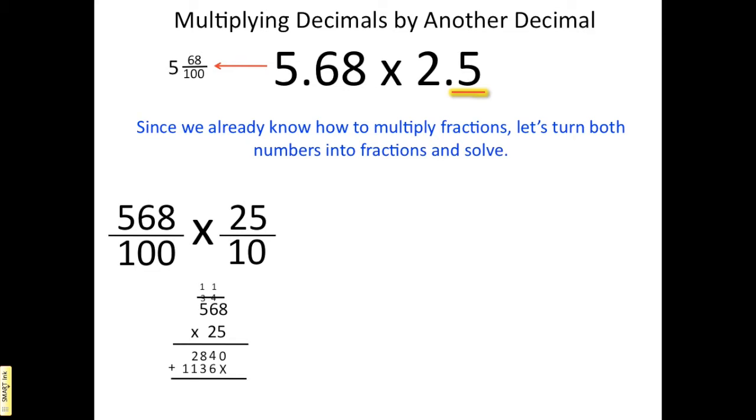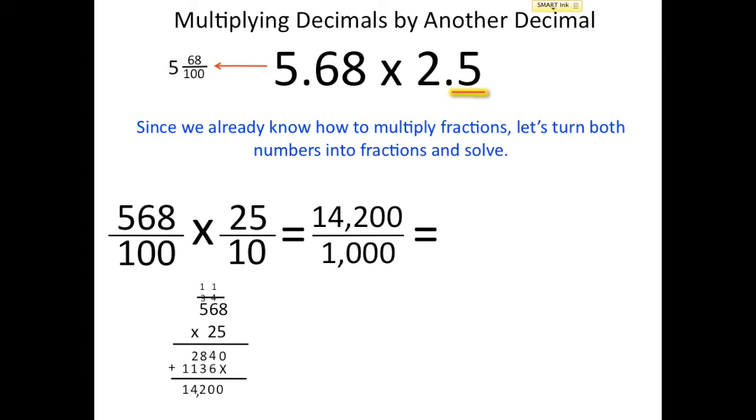And we know that we now need to add those two numbers together. When I add them together, I end up getting 14,200. I'm going to write that in the place of my numerator. Now I'm going to multiply the denominators. 100 times 10 is 1,000.